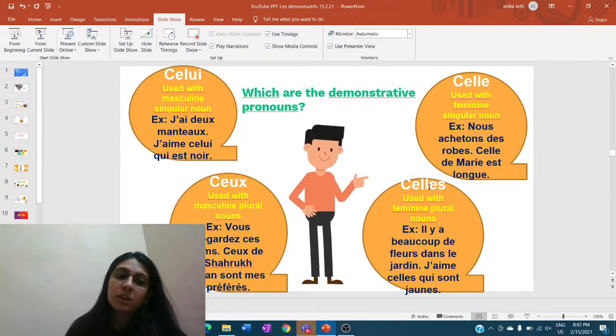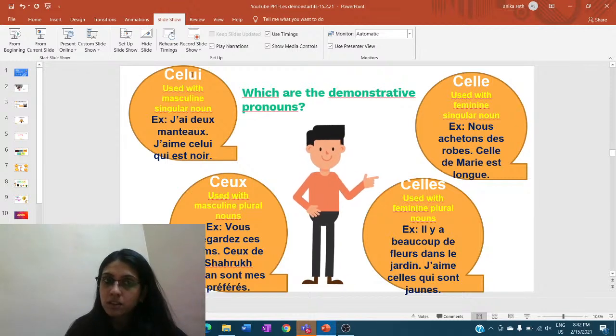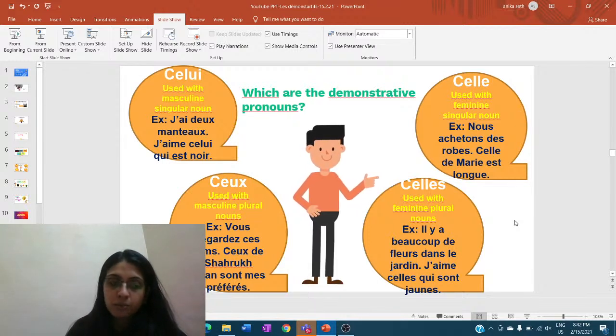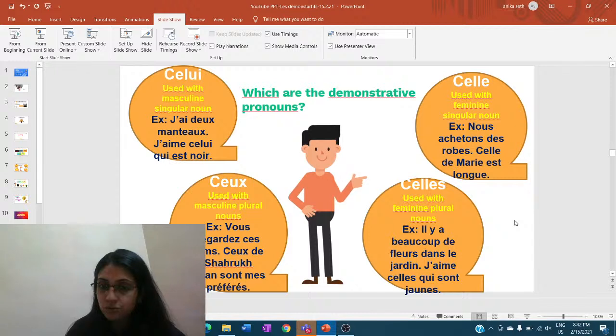So again, to summarize, there are 4 demonstrative pronouns: celui, celle, ceux, celles, and one is like cela, which is an impersonal pronoun. So that is not written over here. So we are discussing just these 4. Celui, used for masculine singular nouns. Celle, used with feminine singular nouns. Ceux, used with masculine plural nouns, and celles, used with feminine plural nouns.